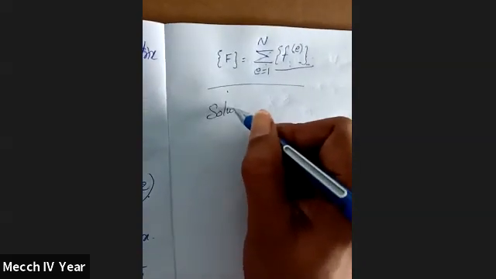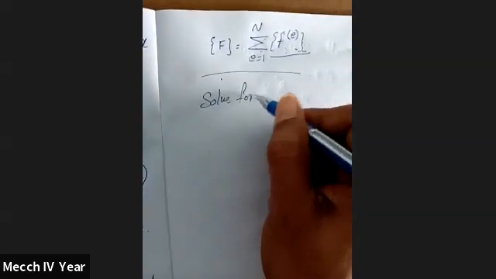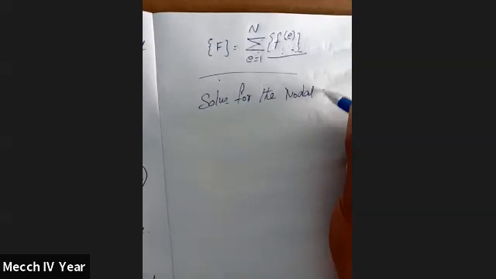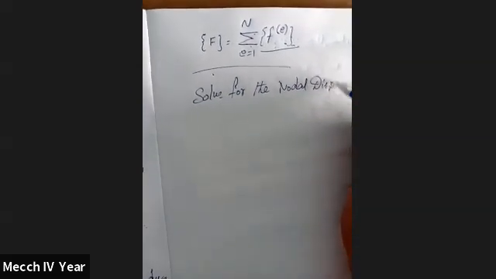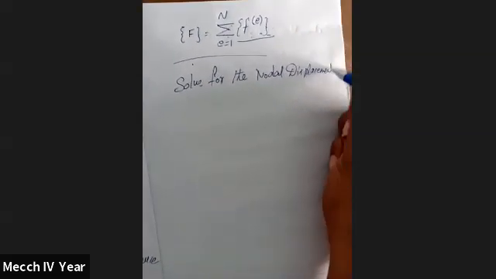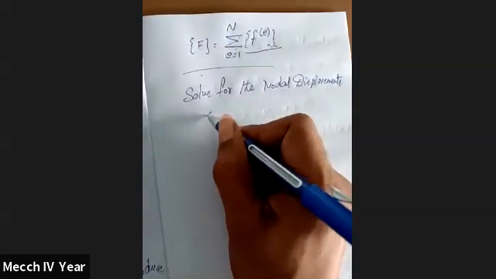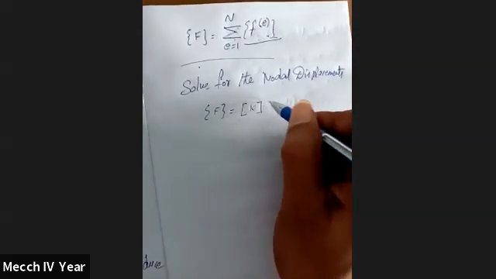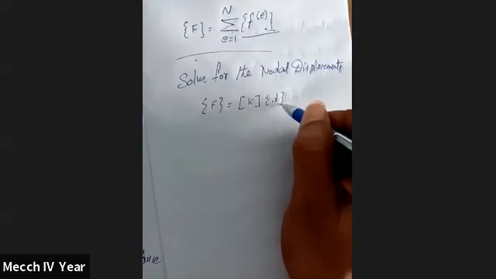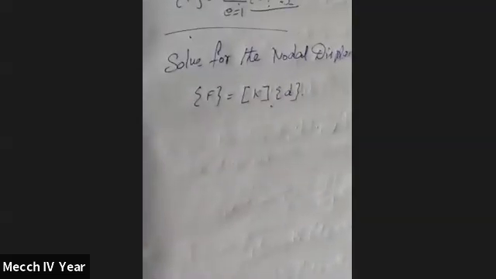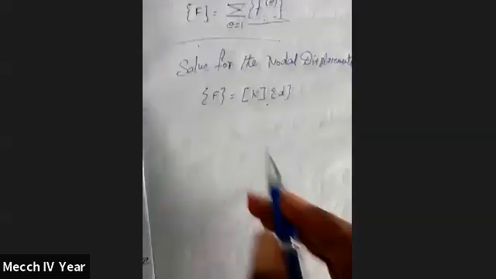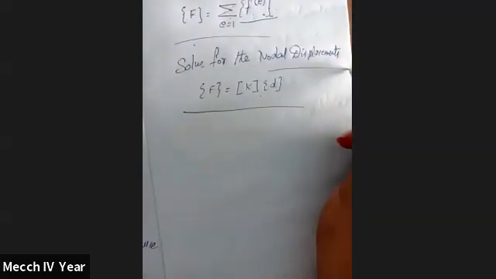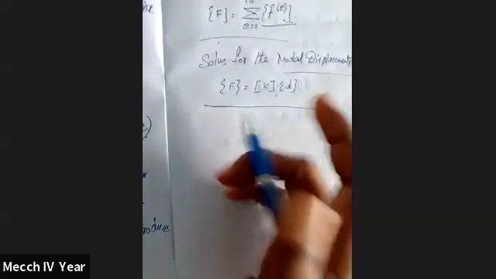So this nodal displacement that I mentioned, that is how we are going to solve the nodal displacement. Then the force function, that is equal to K into D. This is the equation number 1, and we are going to start with this first. Okay, take this one, we are going to solve the nodal displacement. Okay, so we are going to see one example.